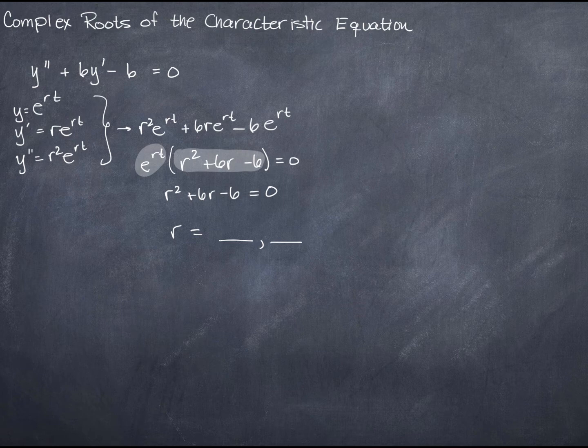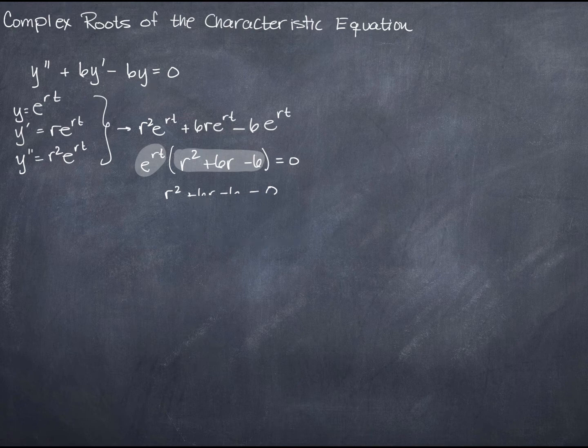So we don't need to write this out every time, but it's important to note that that's what we're doing. r squared is the second power of r, so we have the second derivative of y. 6r is 6 times just the first power of r, so 6 times the first derivative of y, and then minus 6. Oh, there should be a y on that. There should be a y there. So this is the 0th power of r, and this is the 0th derivative of y. So that's where we're getting that equation.